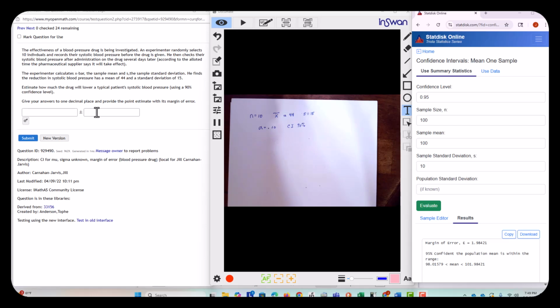Probably from here on out, I'm just going to use StatDisk. Now, you could use the TI to do this. The TI is only going to give you the interval. It's not going to give you the margin of error, so you actually have to calculate the margin of error by subtracting the smallest from the largest and then dividing that by 2. Well, we showed you how to do that before. I'm just going to do StatDisk because it's just so much easier for me to do.